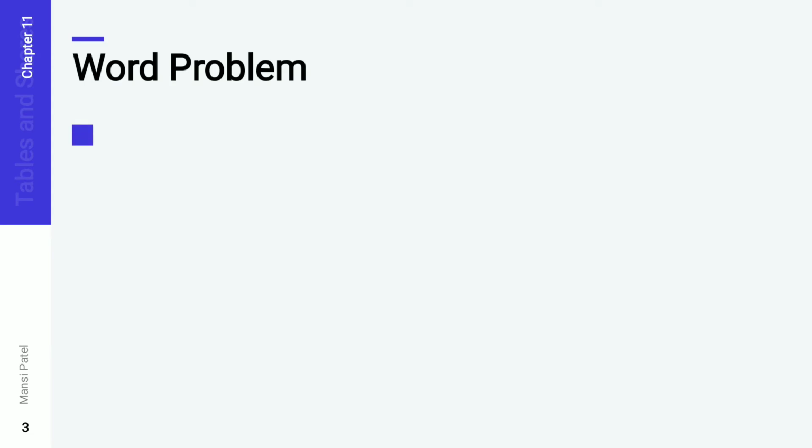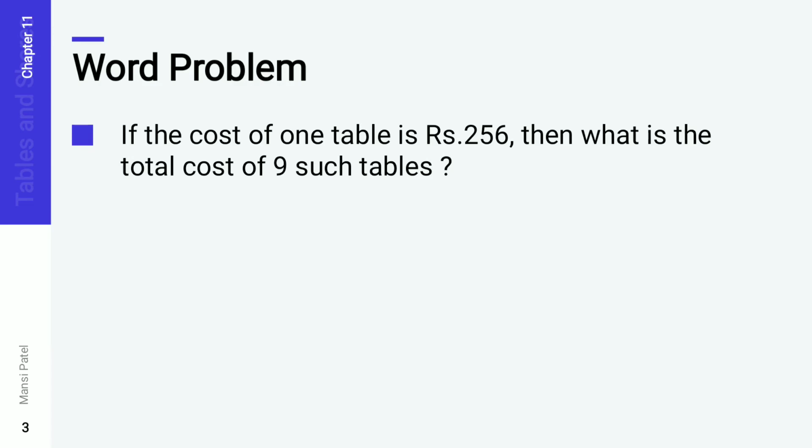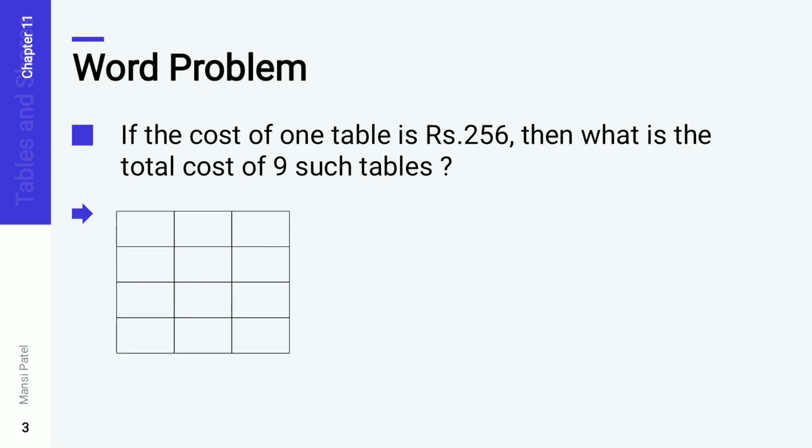The next one is that if the cost of one table is 256, here they gave the cost for one table. The price, the cost for one table is 256, and you have to find out the cost for 9 tables. So again here from the cost of one thing we have to find out the cost of many things. So what we have to do? We have to do the multiplication. So 256 multiplied by 9.